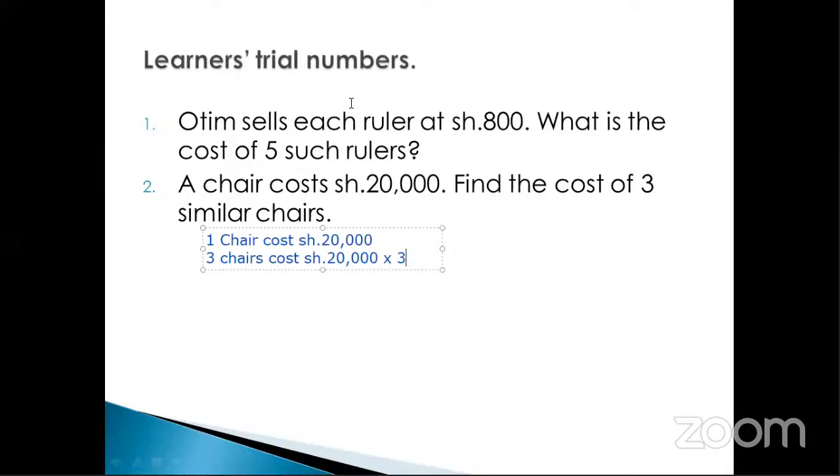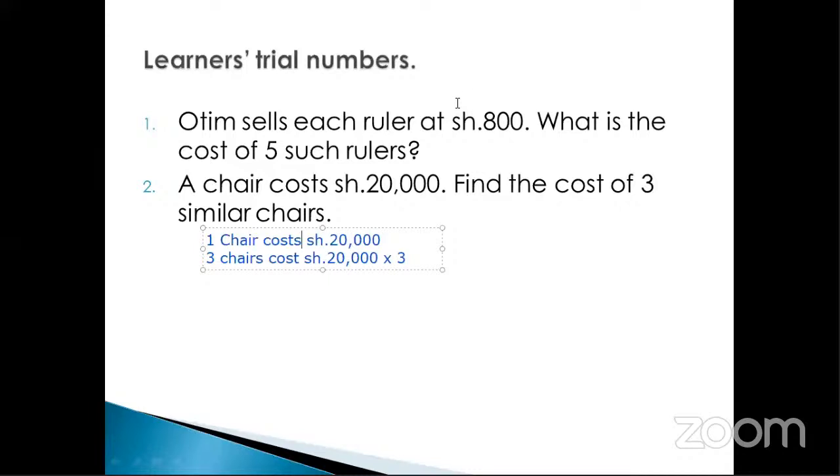So when you begin telling me the answer from up there, how will we know how you have reached the answer? In this case, you are supposed to tell us that the question is saying one chair costs, you can add that as 20,000 shilling. So how about 3 chairs? 3 chairs is 20,000 shilling times 3. So in this case, now you come to your side work.